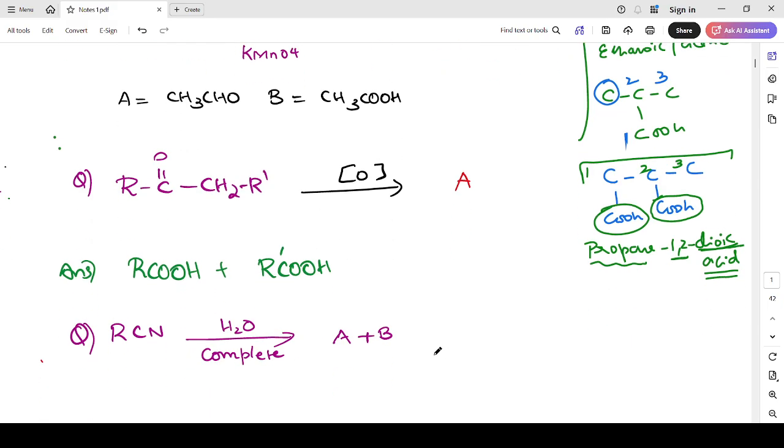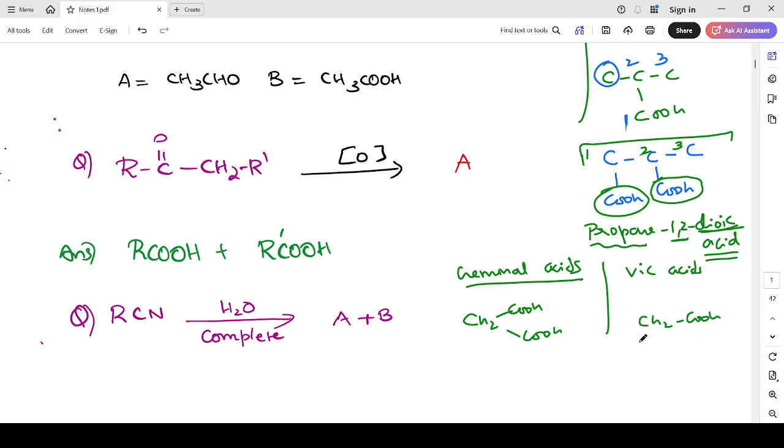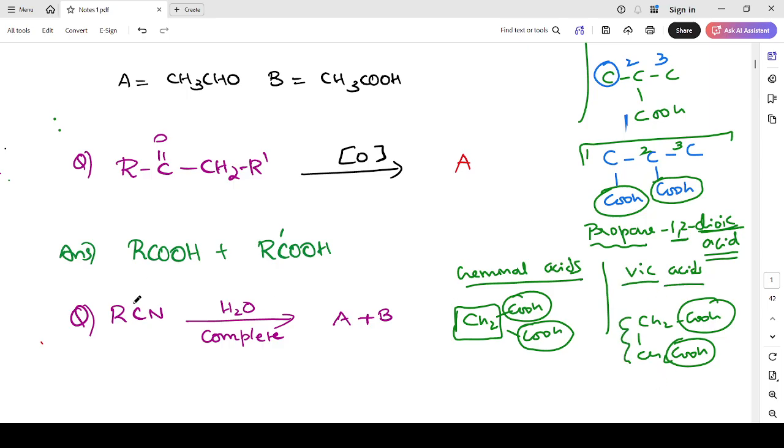The next one is about geminal and vicinal acids. Here, 2 carboxylic acids are attached with the same carbon itself. So we call this gem acids. Here you can see the 2 carboxylic acids are attached to the adjacent carbon. So we call this vicinal acids.